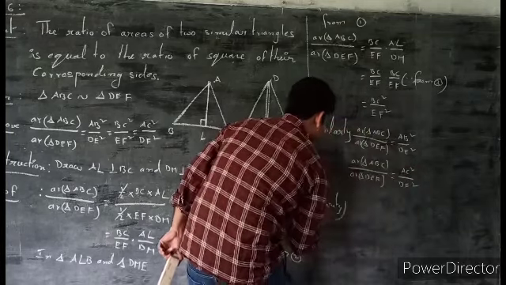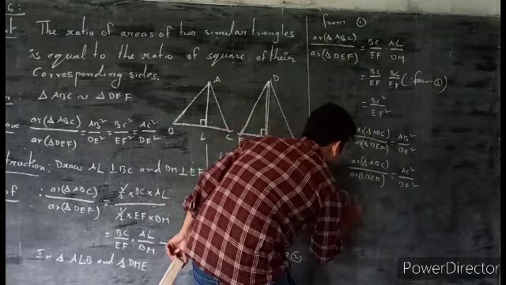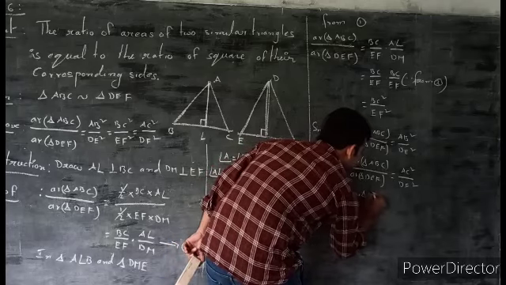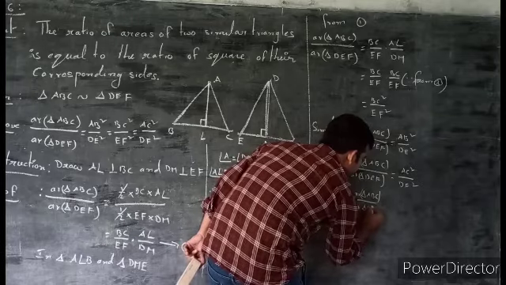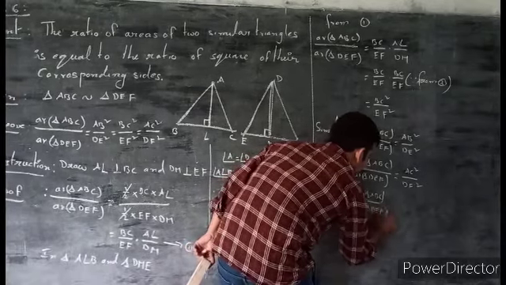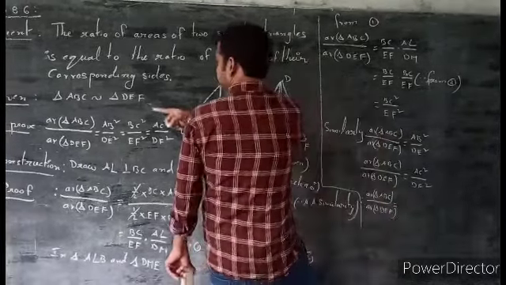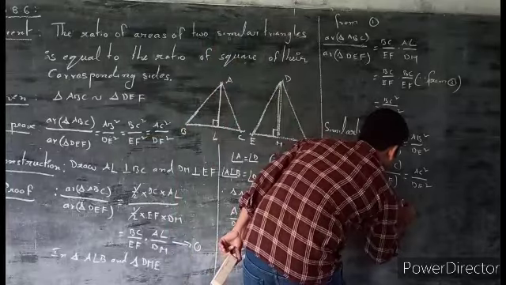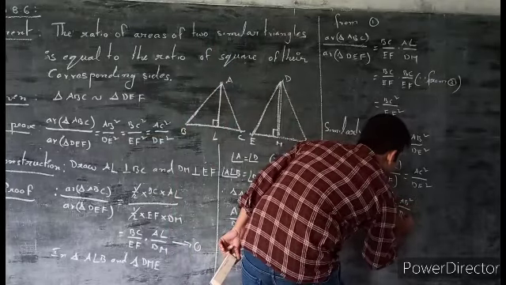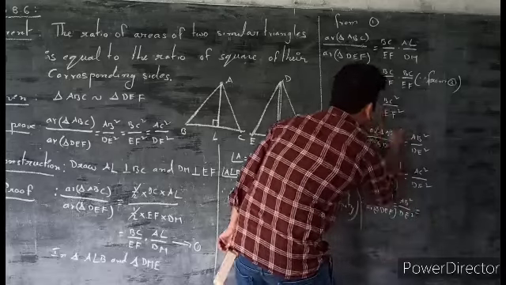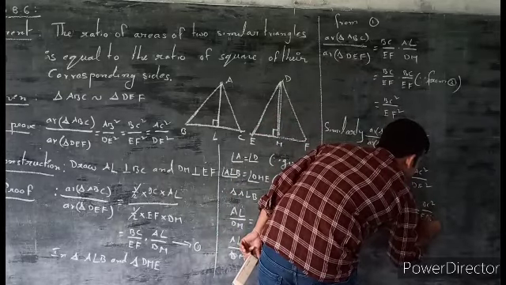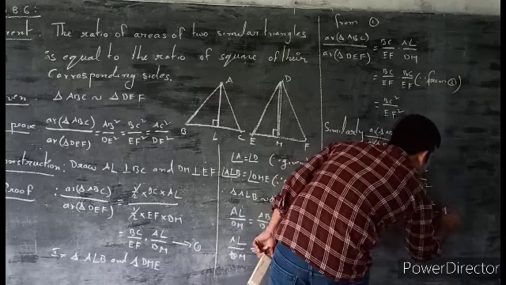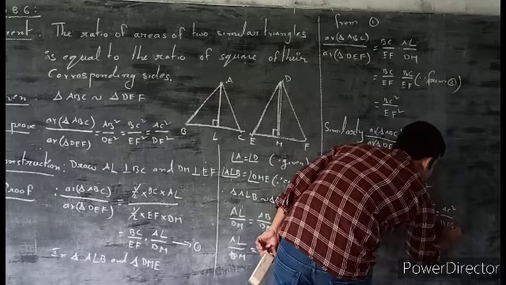So now we can conclude. Therefore, area of triangle ABC by area of triangle DEF equal to, first one, AB square by DE square, equal to next BC square by EF square, equal to AC square by DF square.